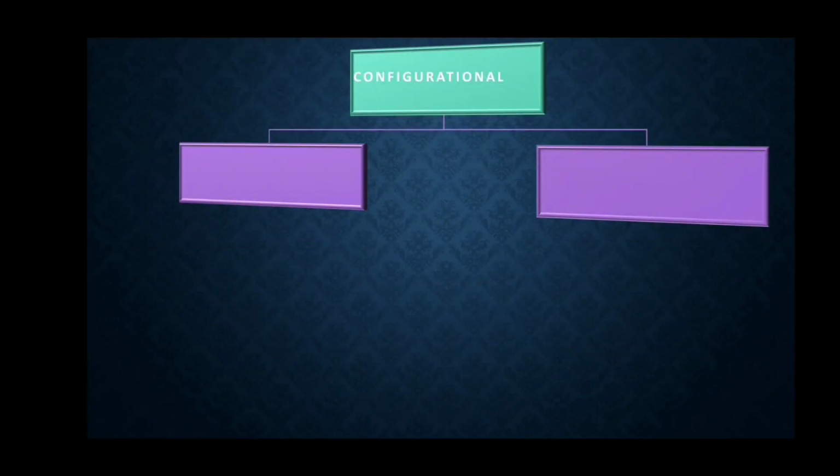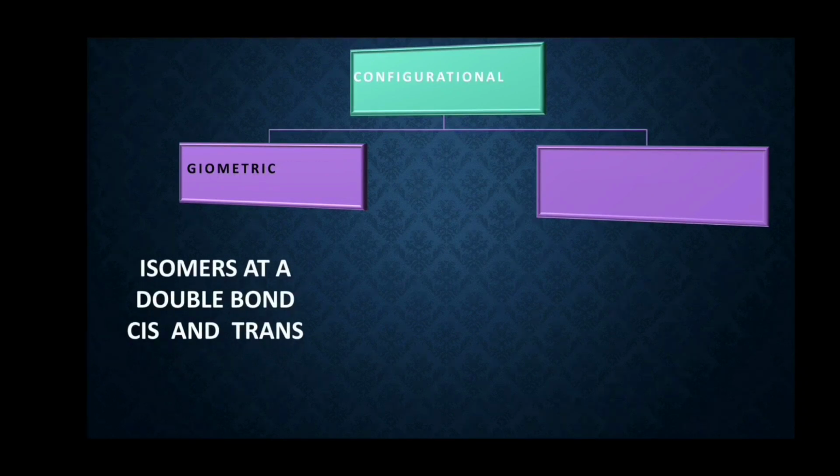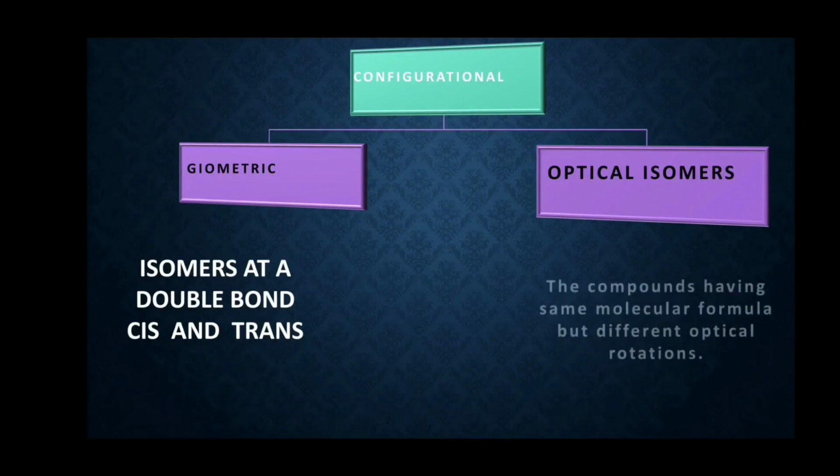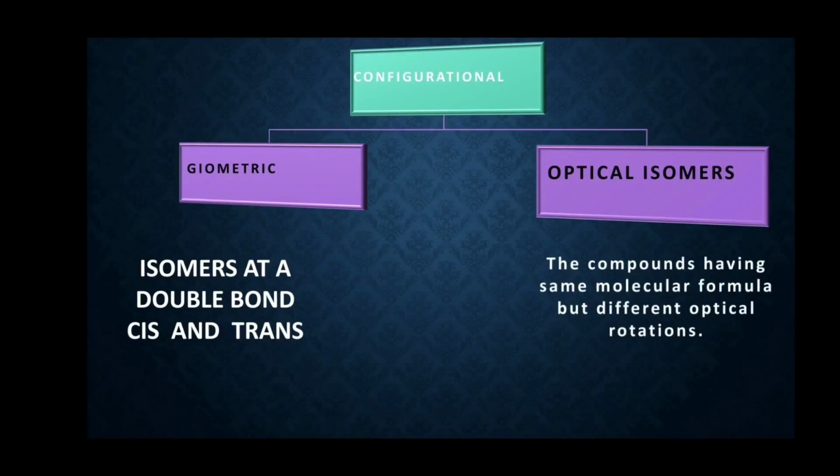Configurational stereoisomers are subdivided into geometric isomers at a double bond, cis and trans, and optical isomers, the compounds having the same molecular formula but different optical rotations.